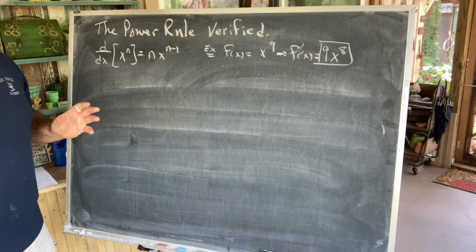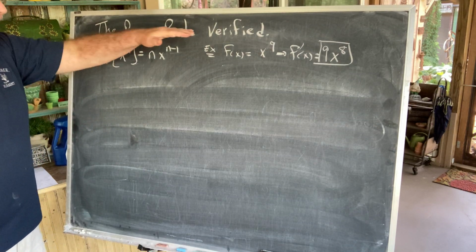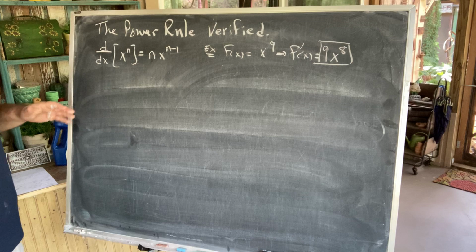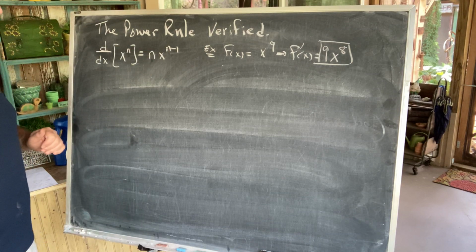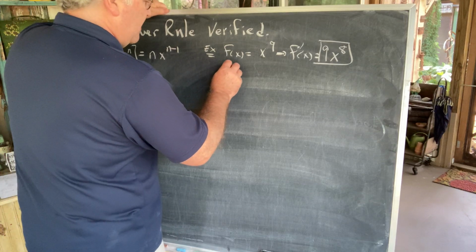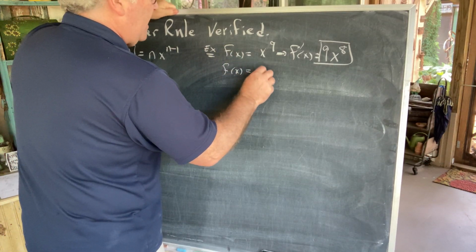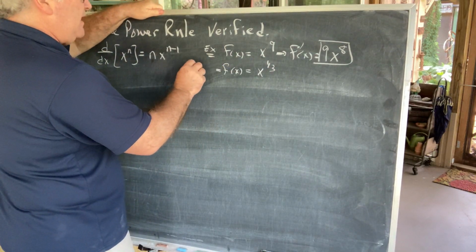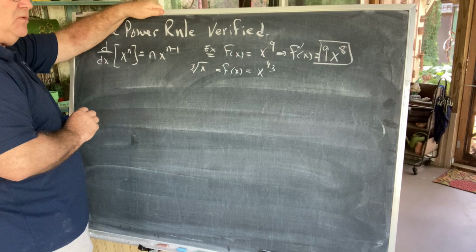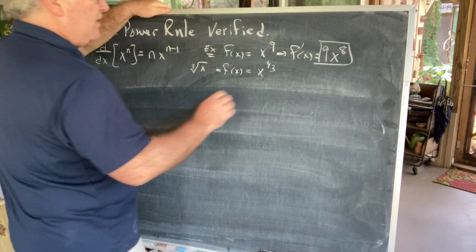Now, it turns out this is true for all values of n. For the verification, again, I'm only going to deal with the natural number circumstance. But it also is true for, let's say, fractions. So if f of x is, let's say, x to the 1/3 power. Remember, that might have arisen by having the function third root of x. Third root of x is the same thing as x to the 1/3 power.